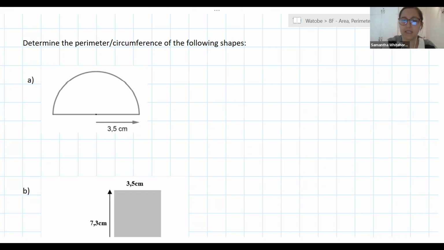Sifle, do you want to tell us? Ma'am, you said perimeter was the total distance around a shape.